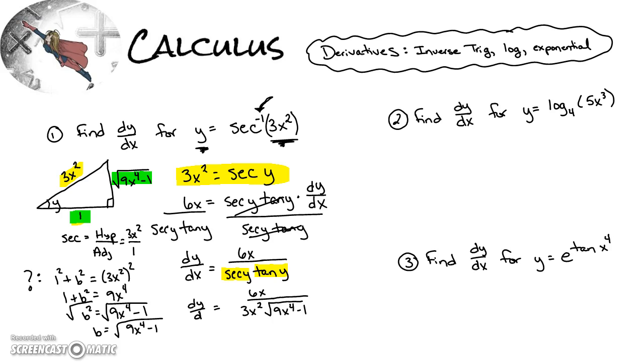Now, like I said, you can also memorize the formula for secant inverse and all of the other ones, cosine inverse, sine inverse, and do it that way. But this is an alternate way. Now number 2, we're doing the derivative of a logarithm. So the formula for this, dy dx, is, all right, this is part of the formula.